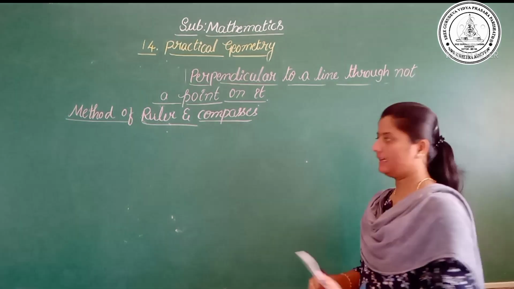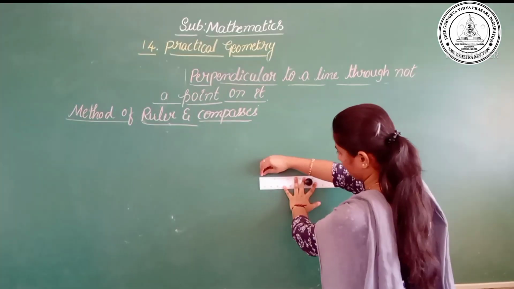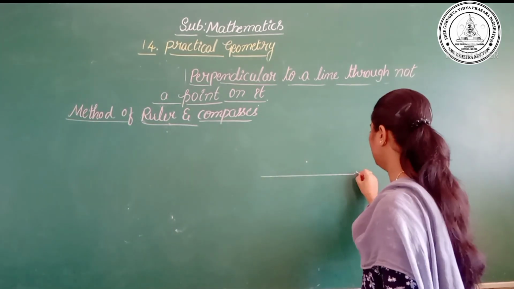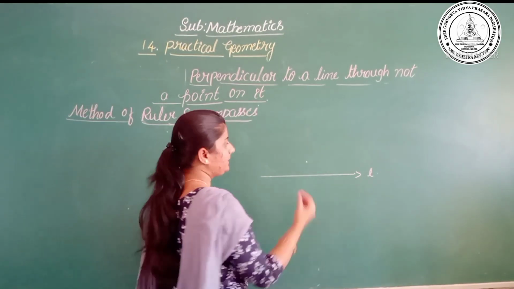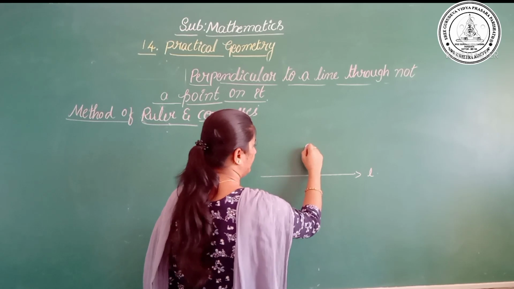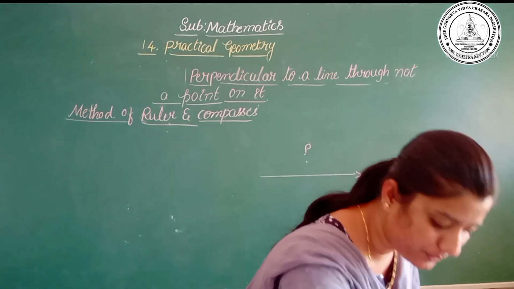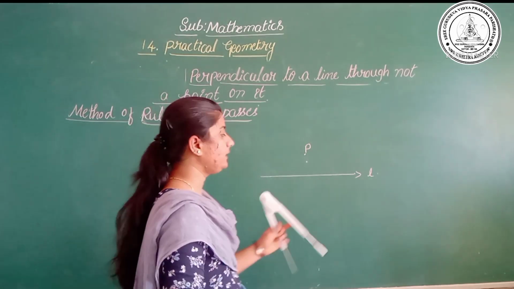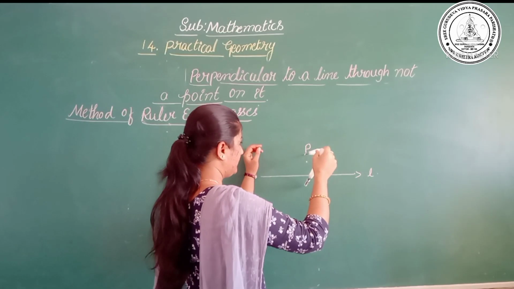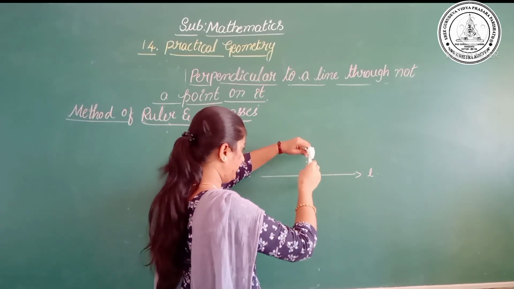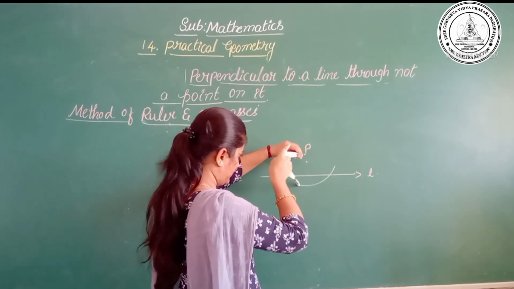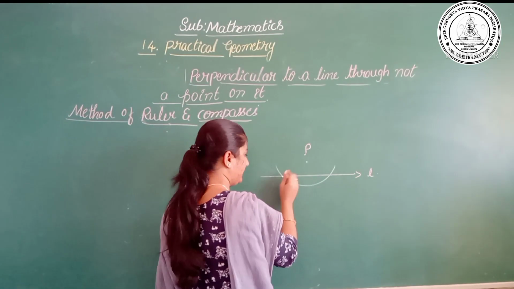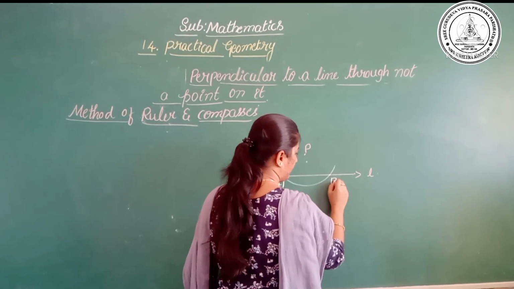First we have to draw a line L, and I will mark the point P outside the line L. So it is the point P. Now you have to draw an arc which intersects the line at the points A and B. It should intersect at the points A and B. You may take any measure. It is AB.